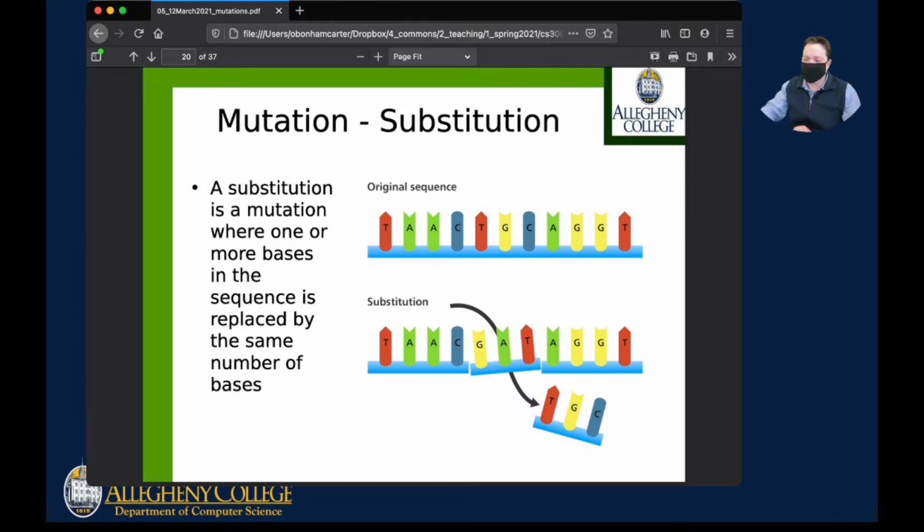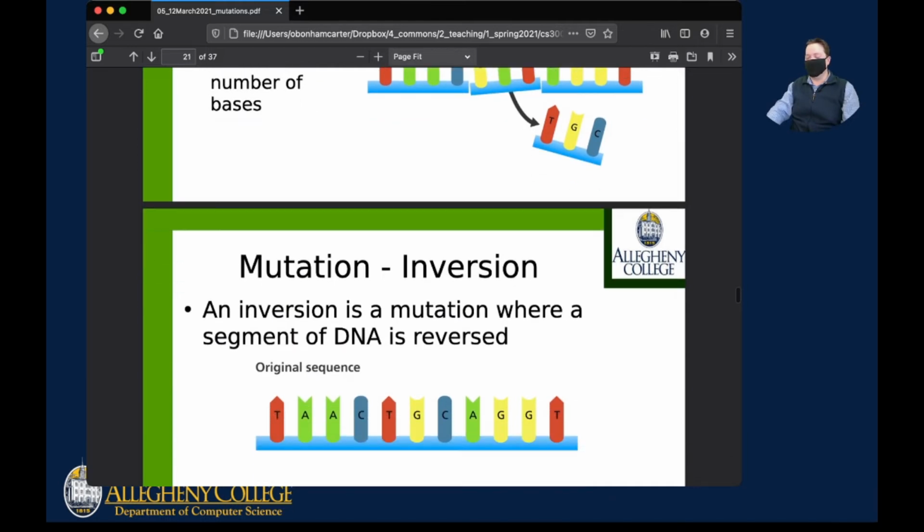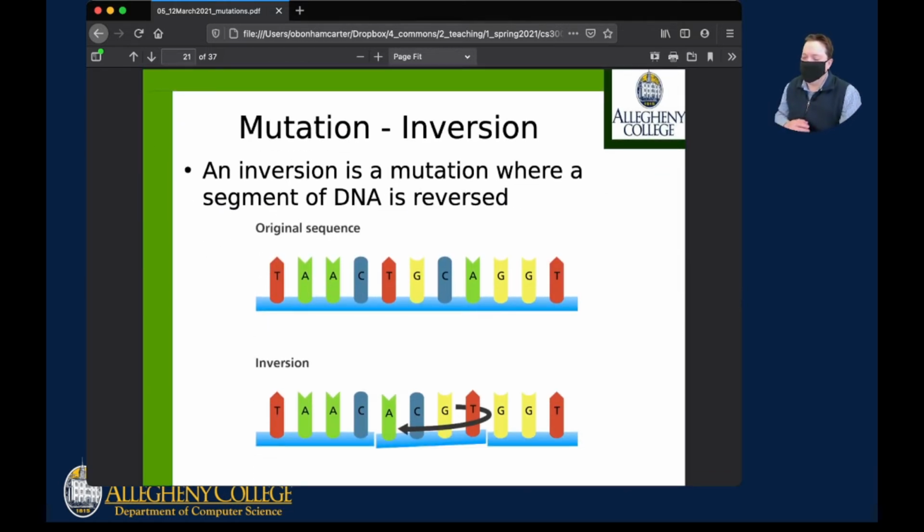And so if that protein is sustaining life, and somehow that addition or that change makes the protein less able to maintain survival or maintain life, then that's a bad thing.